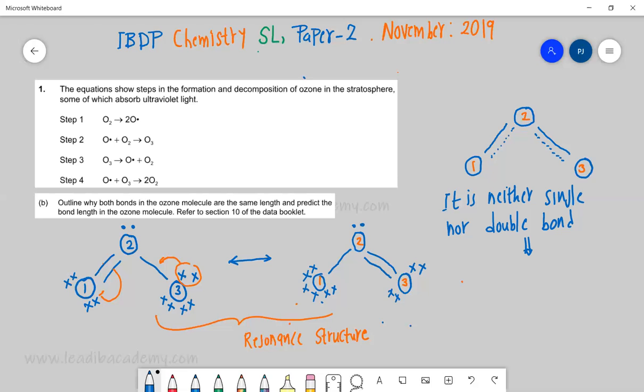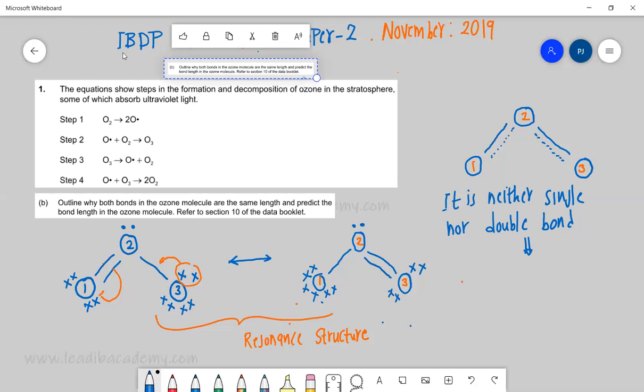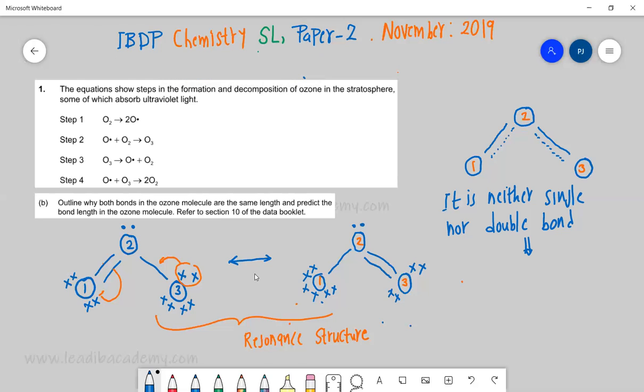Now we can very well refer to the data booklet. Let me try to show it here if possible. Sorry. Let me try and show the structure.